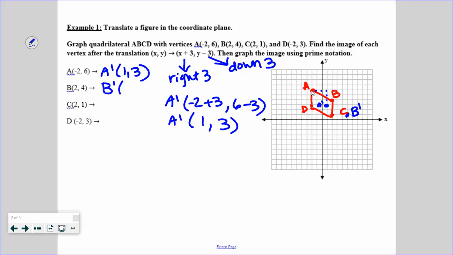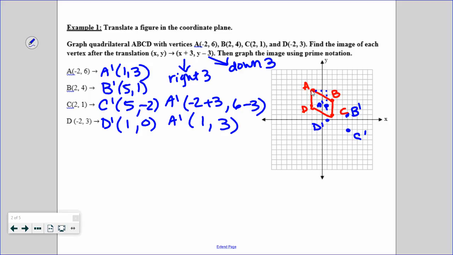So B prime is 5, 1. And again, I could have gotten that by taking 2 plus 3, which is 5, and 4 minus 3, which is 1. C prime, doing it the other way, 2 plus 3 is 5, 1 minus 3 is negative 2. And that would be over here, so 5, negative 2, C prime. And then D prime, negative 2 plus 3 is 1, and 3 minus 3 is 0. So 1, 0 is where D prime is.